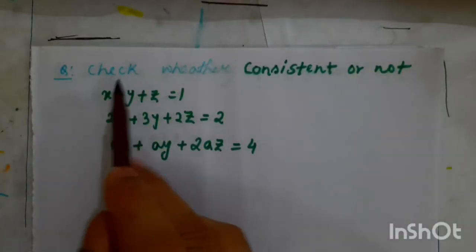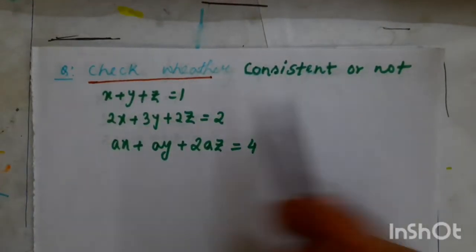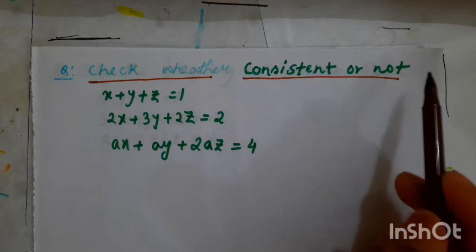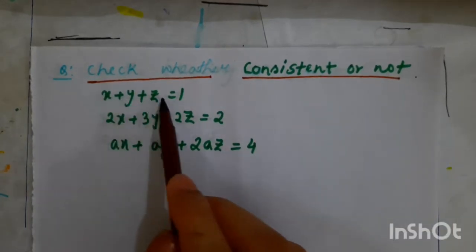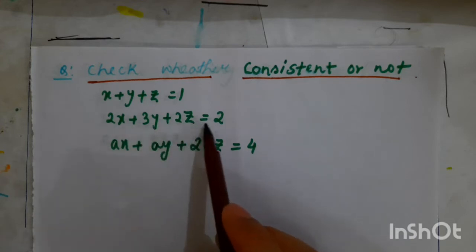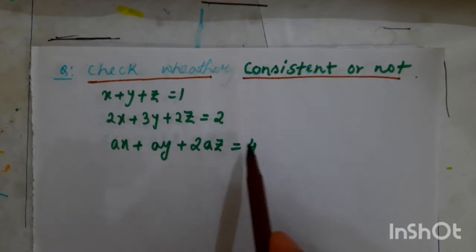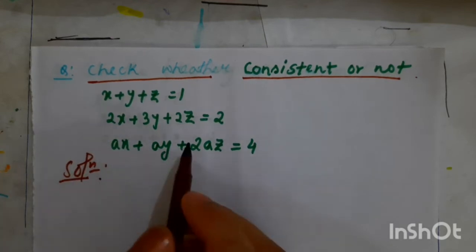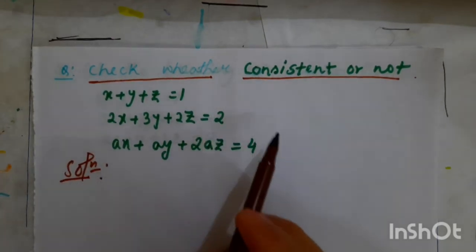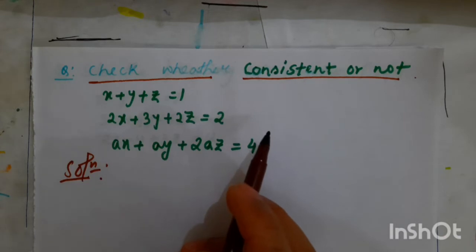Here's a question. Check whether the following system of linear equations is consistent or inconsistent: x plus y plus z equal to 1, 2x plus 3y plus 2z equal to 2, ax plus ay plus 2z equal to 4. How will we check? We'll check whether the system of linear equations is consistent or inconsistent.